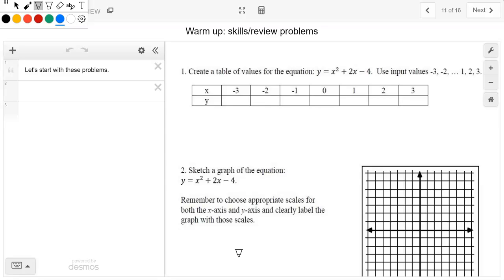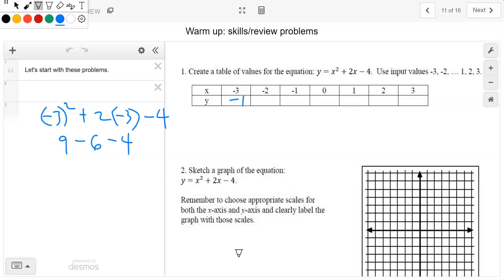So the first one, -3 squared plus 2 times -3 minus 4. So negative 3 squared is 9. 2 times negative 3 is negative 6 minus 4. 9 minus 6 is 3, minus 4 is negative 1. So you should have negative 1 here.